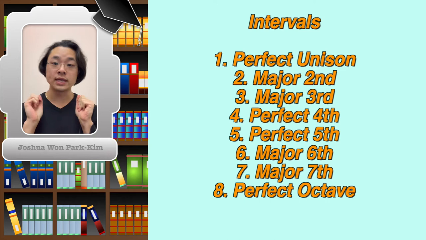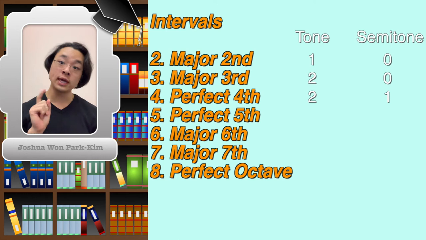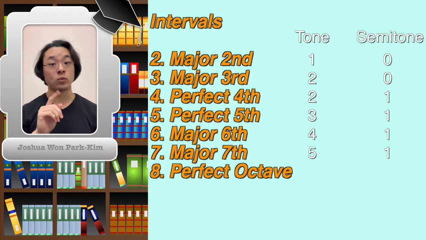Now let me go into detail on each of these intervals. Major second has one tone. Major third has two tones. Perfect fourth has two tones and one semitone. Perfect fifth, as I said in the previous lecture, contains three tones and one semitone. Major sixth has four tones and one semitone. Major seventh has five tones and one semitone. And then finally, an octave has five tones and two semitones.